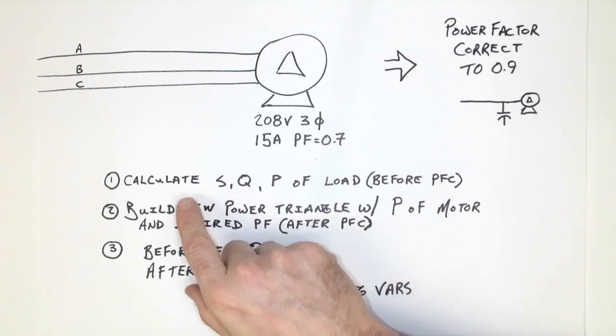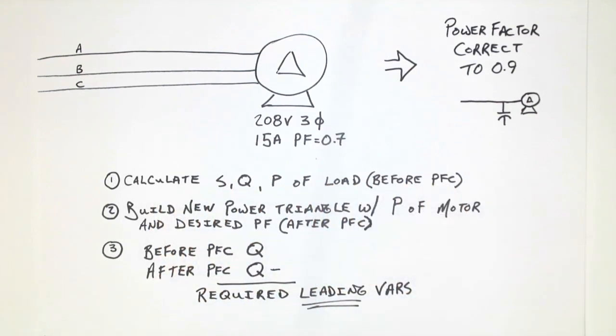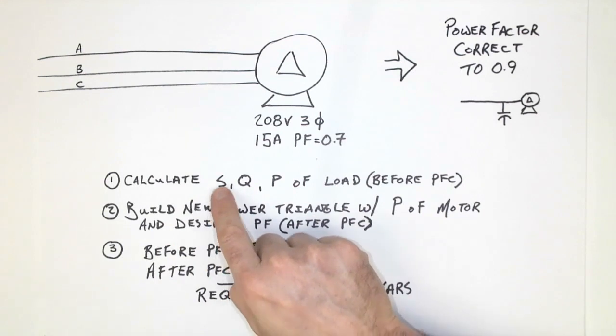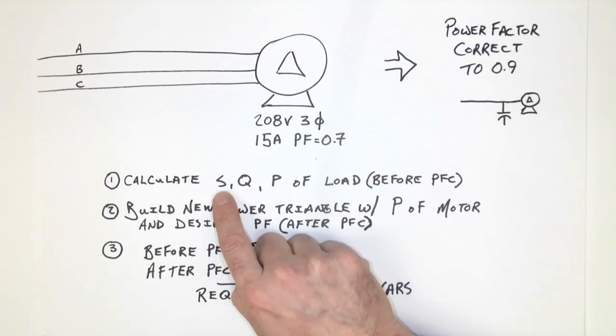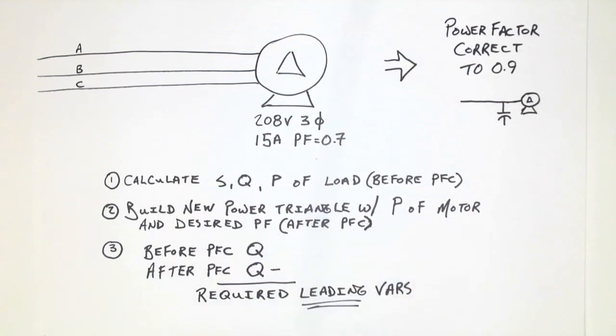Now, the first step that we need to do in order to evaluate and solve for a different power factor is to first calculate the original load before power factor correction has taken place. And so that usually requires us to calculate the S (VA), Q (VAR), and P (watts) of the load.